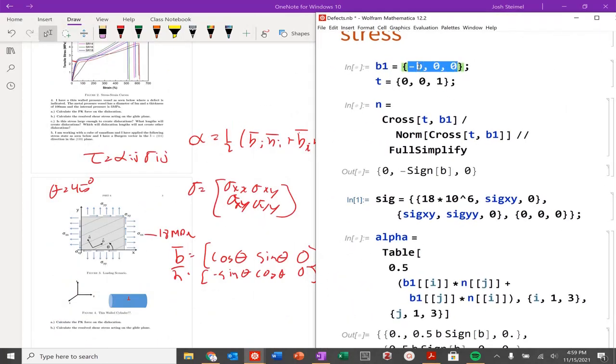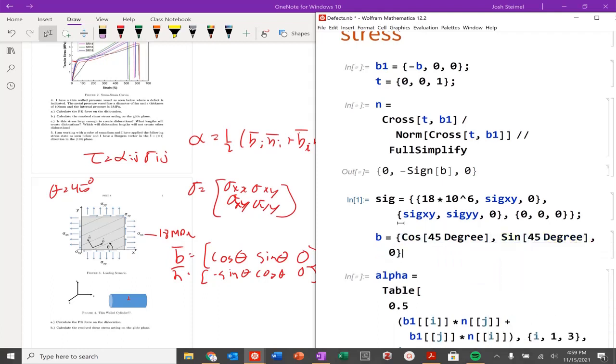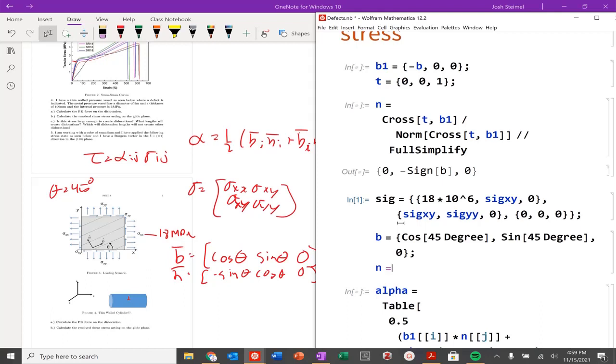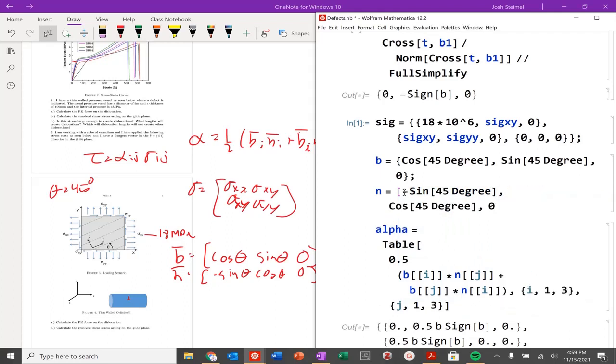My B, actually, let's just call it B now. My B is equal to cosine of 45 degrees, sine of 45 degrees, 0. And then I'm also going to have my N, I'm just going to call this B, E, N, is going to be equal to minus sine of 45 degrees, and then cosine of 45 degrees, 0, and there we go.